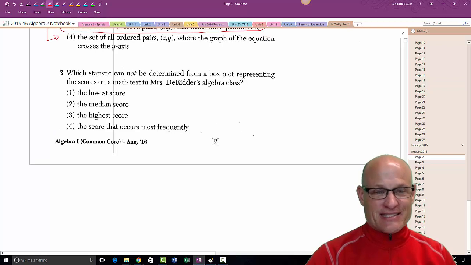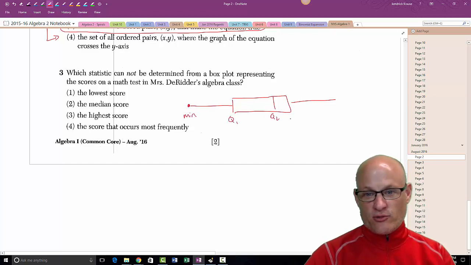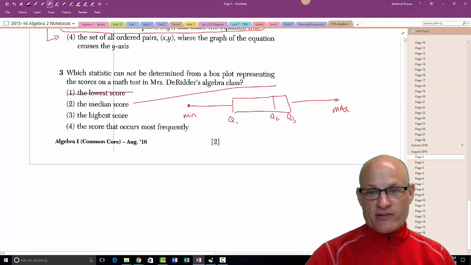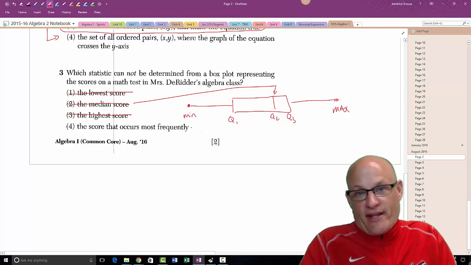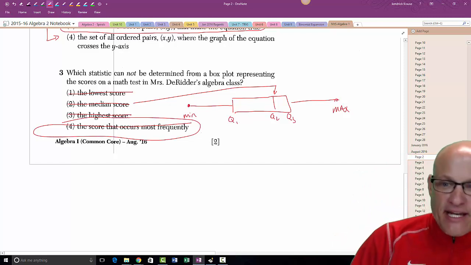So which statistic cannot be determined from a box plot representing the scores of the math tests of Miss DeRuyter's algebra scores? So don't forget, box plot looks like this. Min, quartile 1, quartile 2, quartile 3, and max. So, can we tell the lowest score? Yes. Can we tell the median? The median is the same as quartile 2. Yes. Can I tell the highest score? Yes. Can I tell the score that occurs most frequent? No. All I can tell is there's scores in there, but I can't tell which score is most frequent. So choice 4 is your answer.